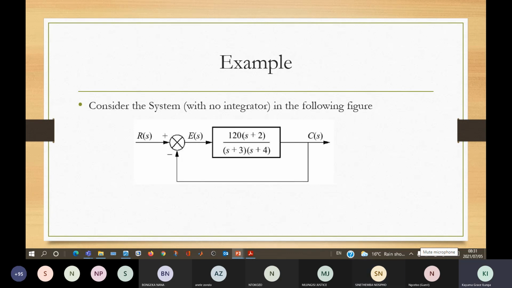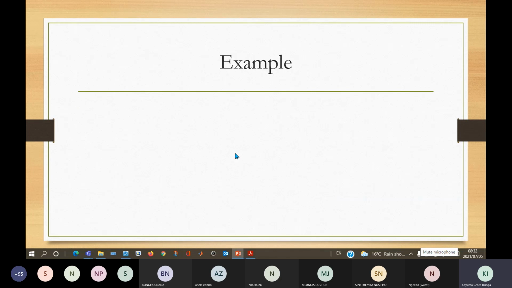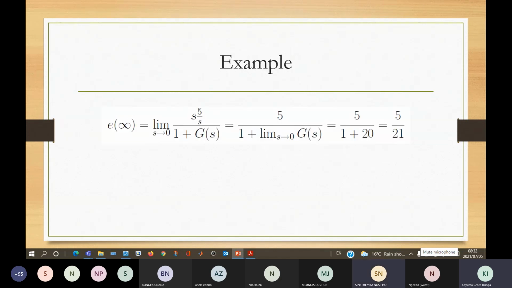Now we want to analyze this system where the input is a step function, and we need to find the steady state error of this system. The input is 5 u(t), which is equal to 5 over s. We want to use this system with this input to find the steady state error. Let's try to solve it together. They give us already the formula, and I think we know where it comes from.